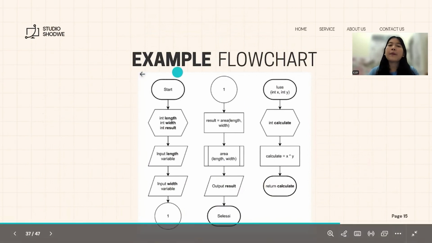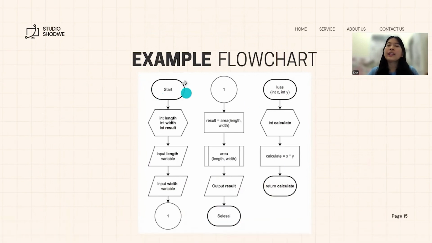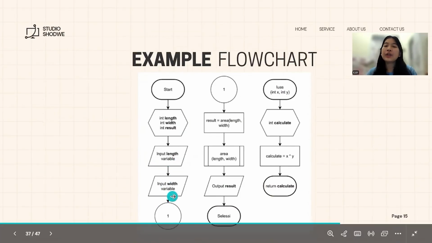First, the program starts by preparing three variables: length, width, and result. After that, we enter the value for the length variable. We use the shape for input or output. These values are then sent to a function called area.